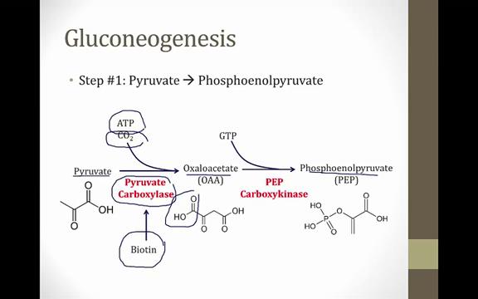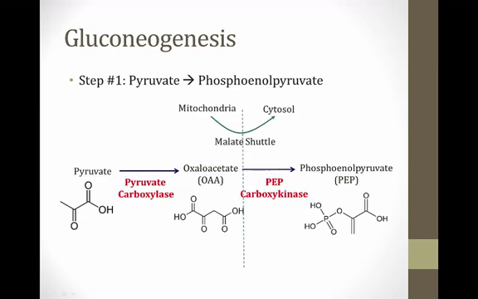The second step of the process is catalyzed by an enzyme called phosphoenolpyruvate carboxykinase. It's often just called PEPCK. This enzyme uses GTP as a phosphate donor group to add a phosphate group to oxaloacetate and create a molecule of phosphoenolpyruvate.